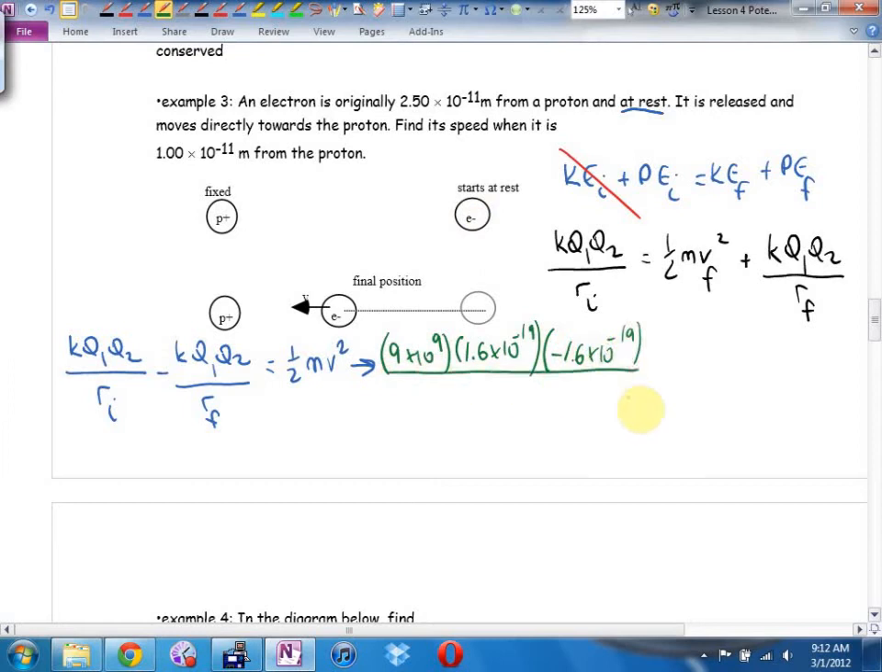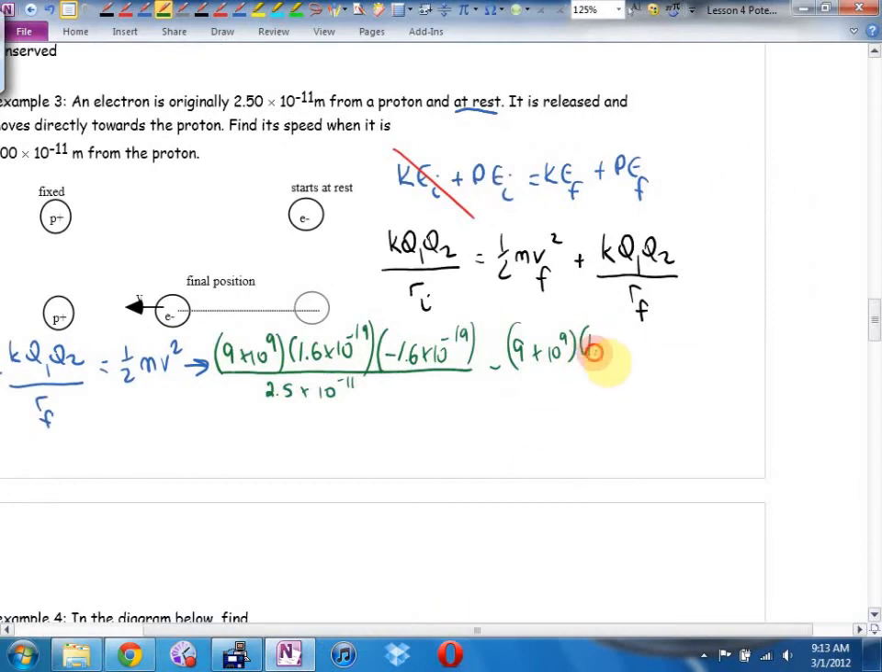All over r initial. Originally it's 2.5 times 10 to the negative 11. Minus nine times 10 to the ninth, Q1 positive 1.6 times 10 to the negative 19, Q2 negative 1.6 times 10 to the negative 19, all over r final, which is 1 times 10 to the negative 11. That equals a half mv final squared.